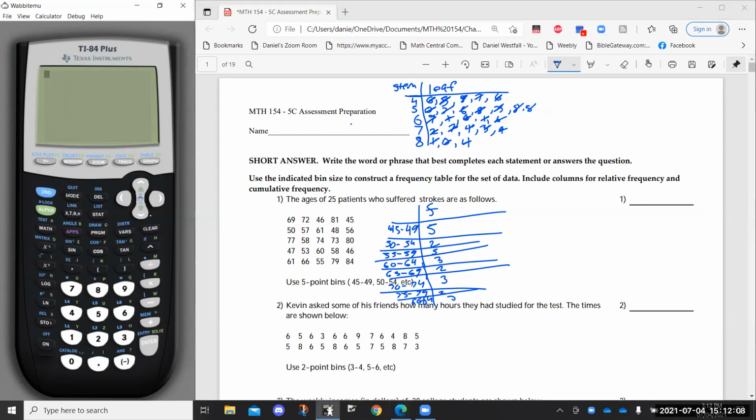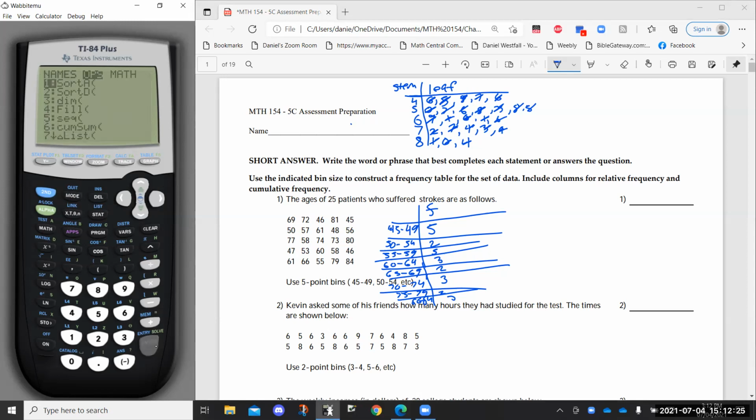I'm going to quit out to my home screen. I'm going to hit the stat button. No, I'm not going to hit the stat button. Excuse me. I'm going to hit second stat. I'm going to hit the list feature. I'm going to arrow over to OPS. The first one says sort A.